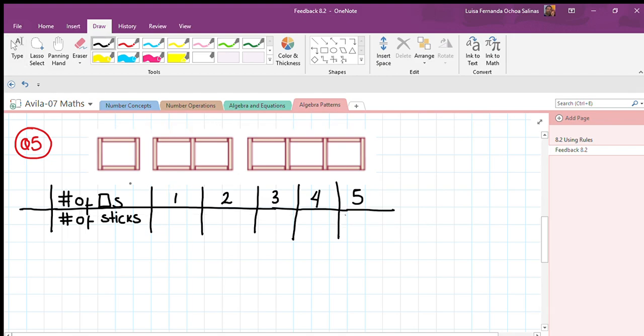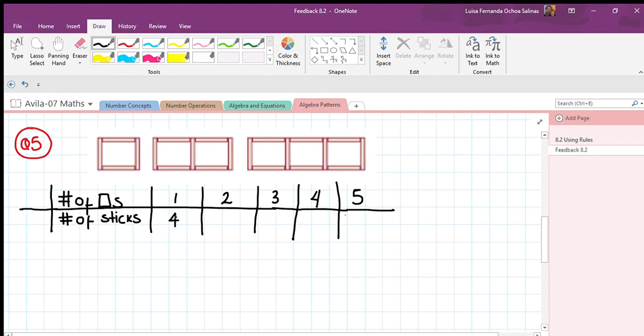Okay, girls, so let's do question 5. So question 5 is asking the same thing. So we have now squares and we have to fill in this table. So I have on top the number of squares and on the bottom I have the number of sticks. So when I have one square, how many sticks do I have?